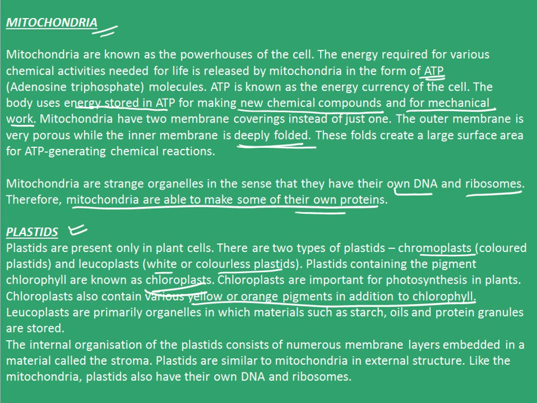Leucoplasts are primarily organelles in which materials such as starch, oils, and protein granules are stored. The internal organization of the plastids consists of numerous membrane layers embedded in a material called the stroma. Plastids are similar to mitochondria in external structure. Like the mitochondria, plastids also have their own DNA and ribosomes.